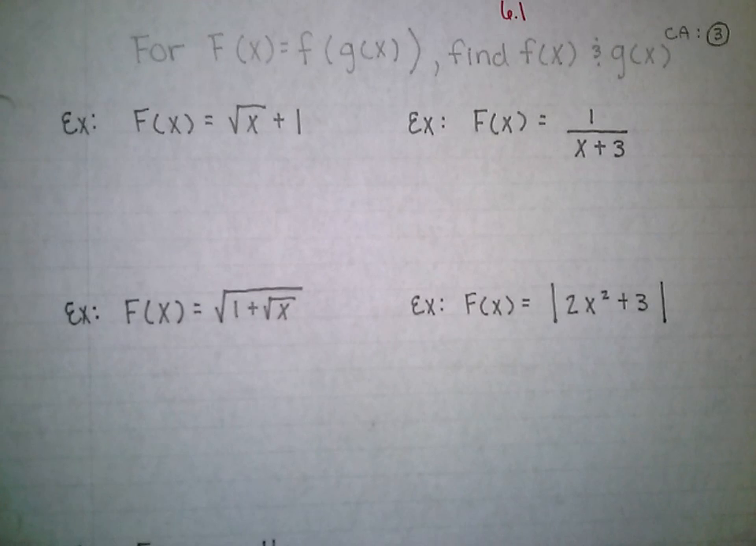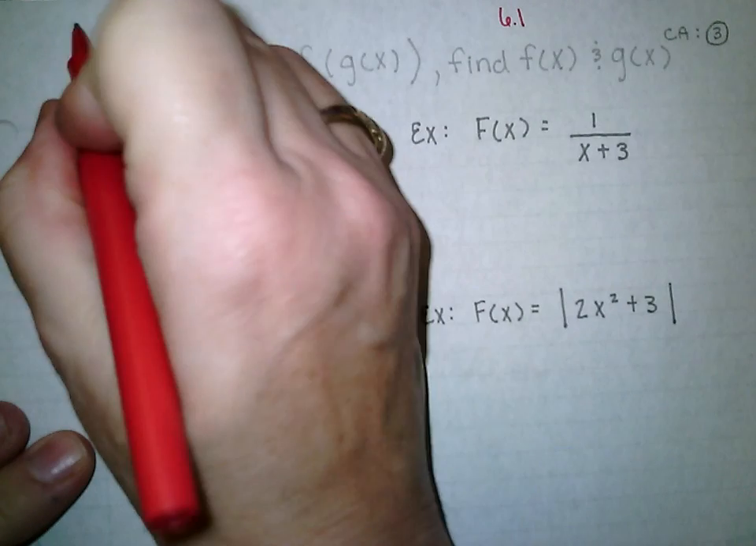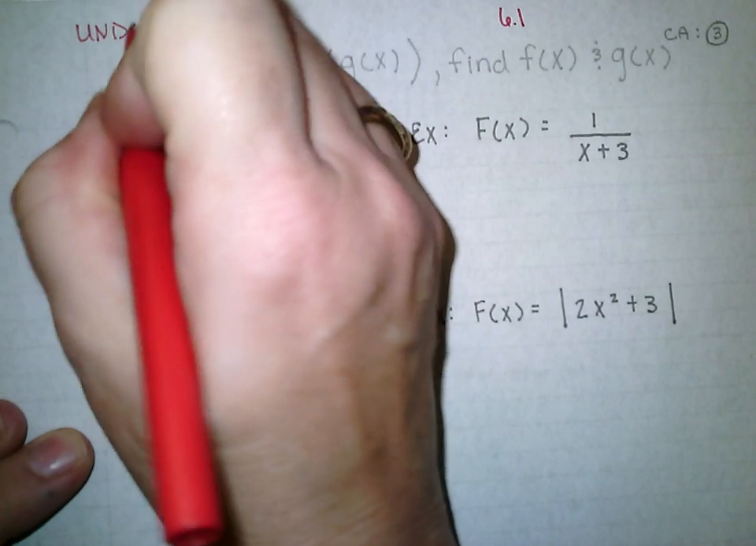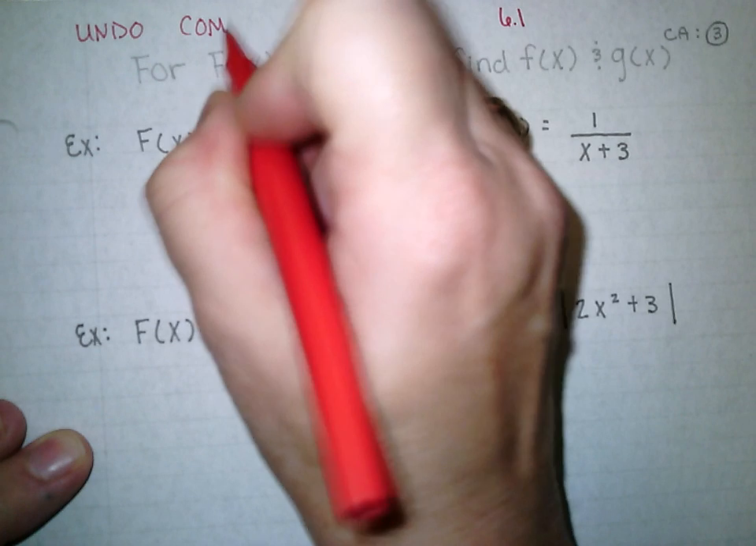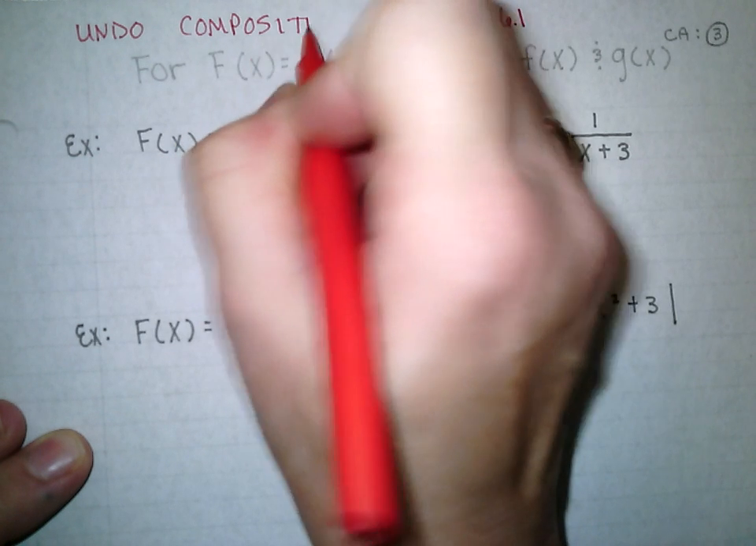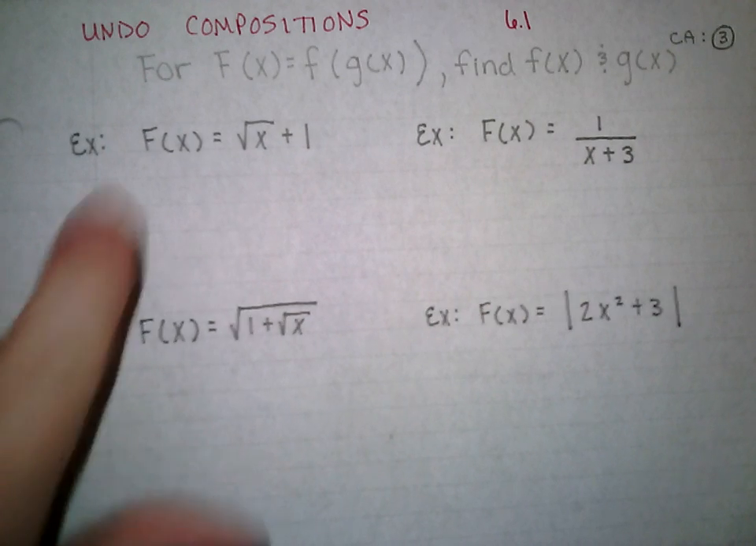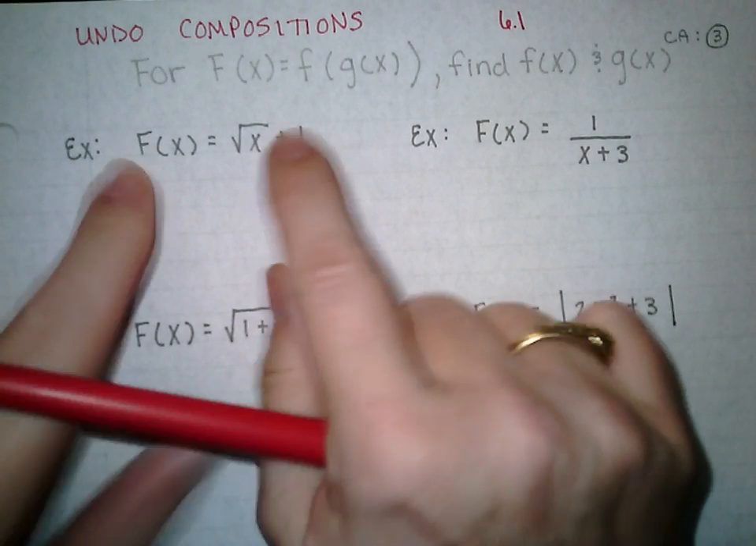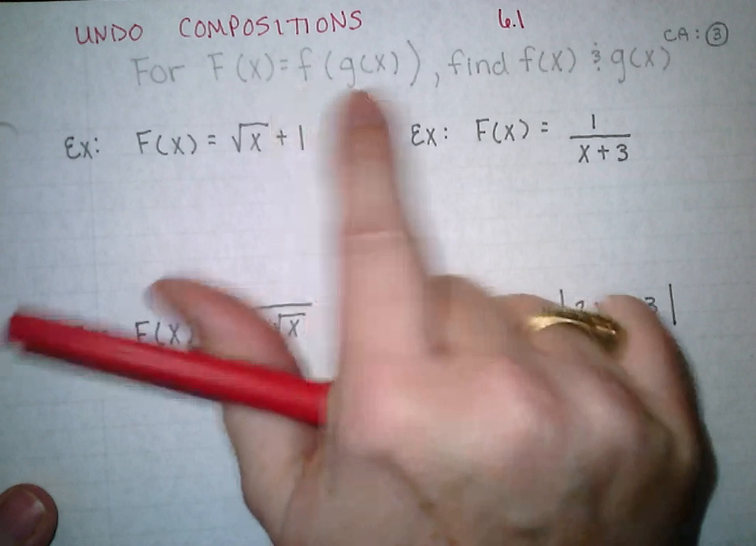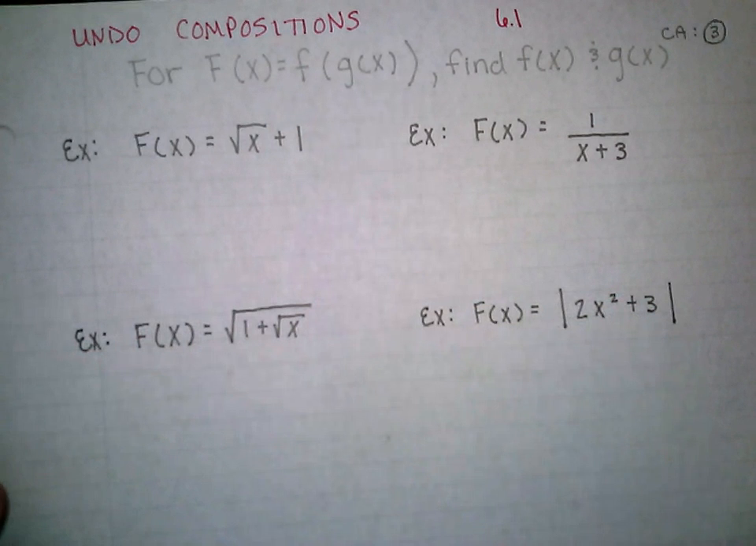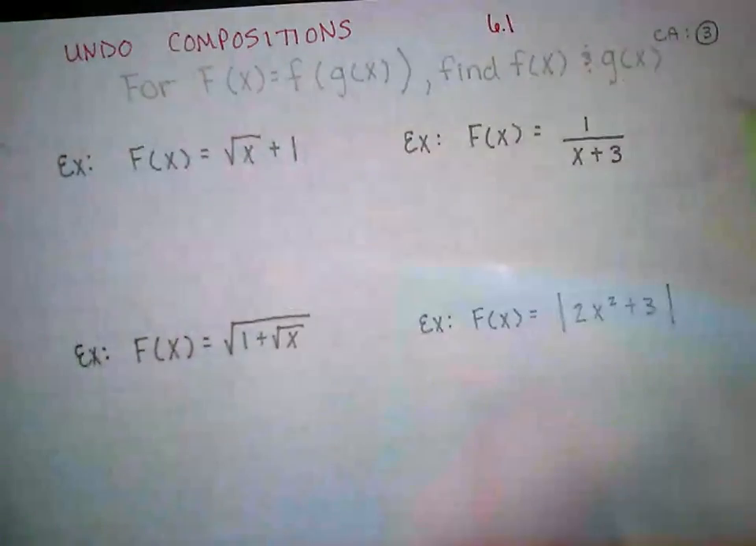Okay, the last little bit of 6.1, what we're going to do here is undo compositions. So this is telling me that capital F of x is the composition f of g of x. Another way to write that is f circle g of x.